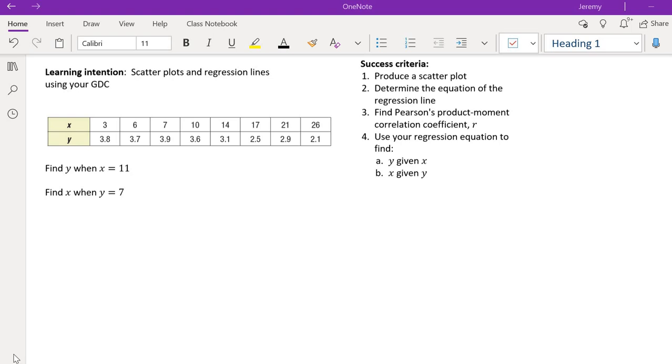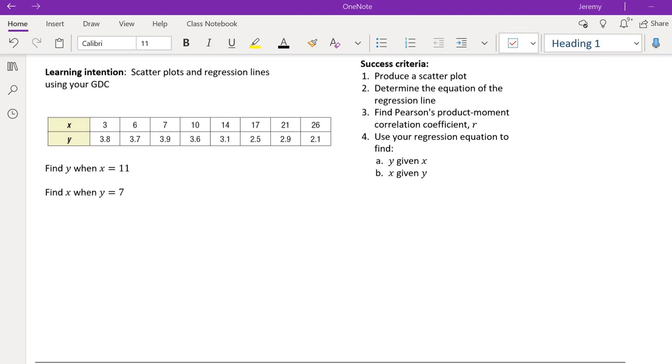One of the really powerful things you can use your GDC for is to do regressions. We're going to focus initially on linear regressions. So we want to look at doing a scatter plot, how we would get the equation of a regression line, how we would find the R value, and then how we can use that regression equation for extrapolation and interpolation. So here's our data set and some questions we're going to answer once we have a regression equation.